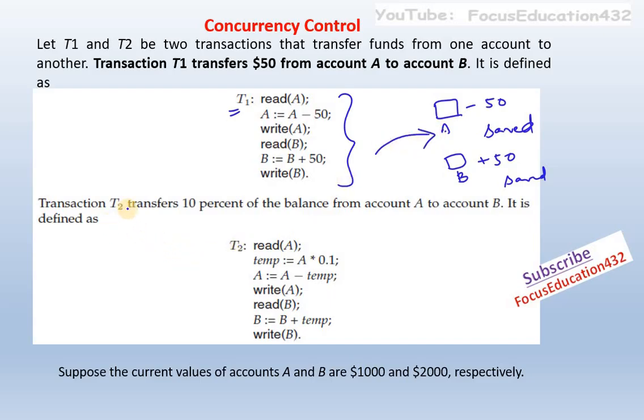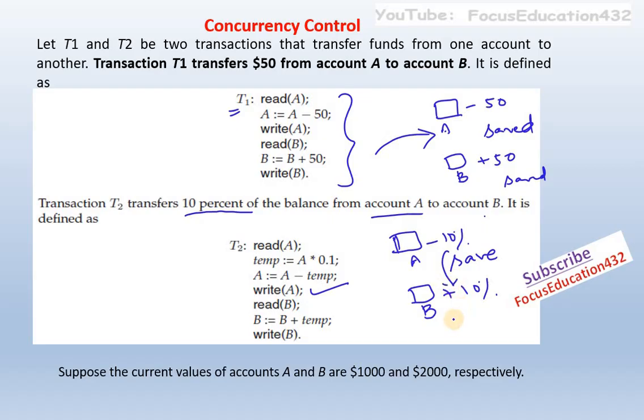Now there is another transaction where another user, T2, transfers 10% of the balance from account A to account B. First read the value of A and bring the value of account A to the main memory, or the primary storage. Then we calculate 10% of it, perform the reduction of this 10% and save the changes in the database. Write A means save the changes here. Then read B and bring the B account value to the primary storage. Then add this 10%, which we calculated in the previous step from A, and save the changes of B. So this is another transaction.